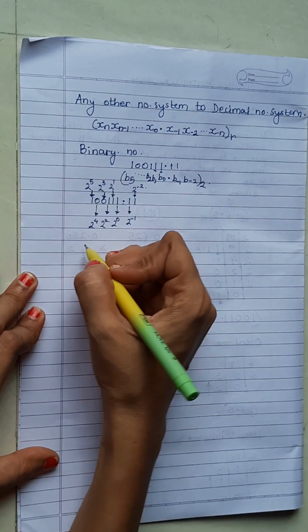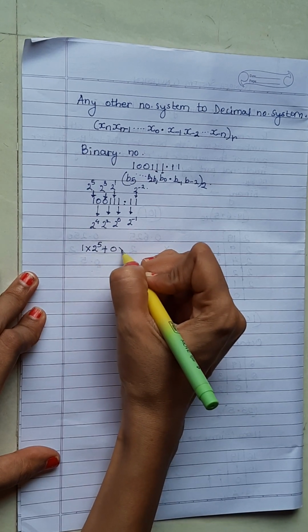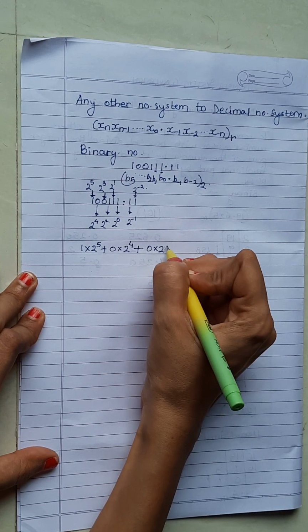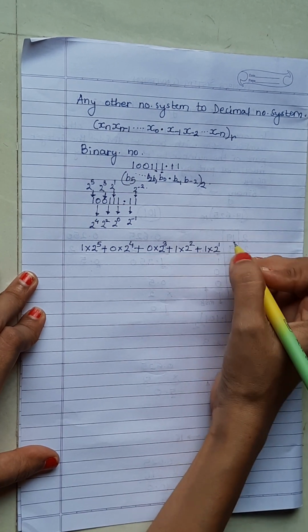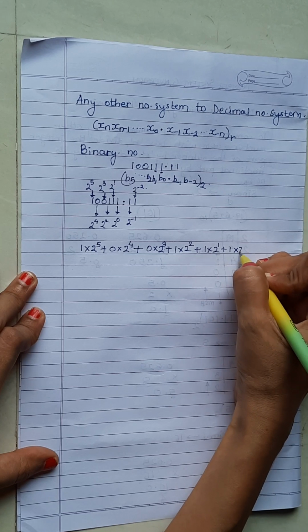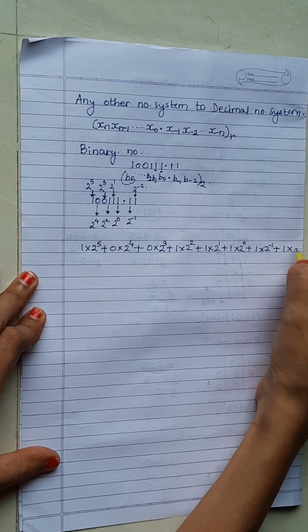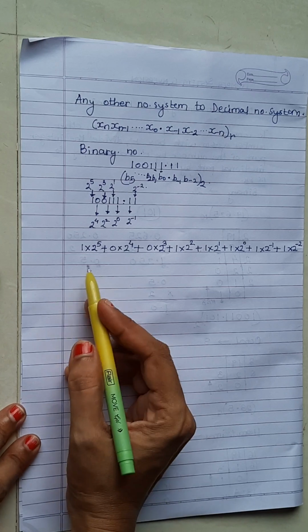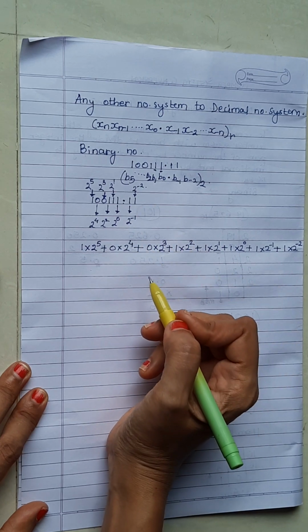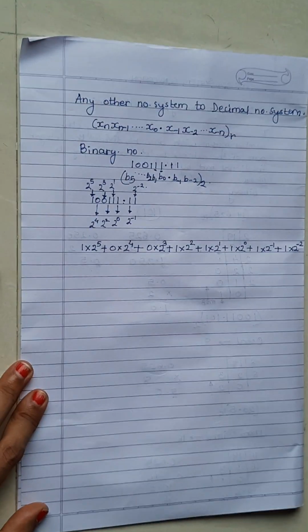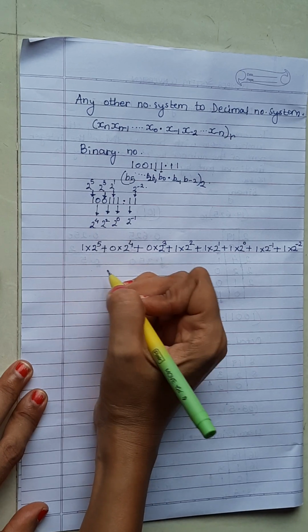Okay. Now to convert this binary number to decimal, I multiply it as 1 into 2 raised to 5 plus 0 into 2 raised to 4 plus 0 into 2 raised to 3 plus 1 into 2 raised to 2 plus 1 into 2 raised to 1 plus 1 into 2 raised to 0 plus 1 into 2 raised to minus 1 plus 1 into 2 raised to minus 2. Right? So this is the method to convert 100111.11 to its decimal form. So as we all know, what is 2 raised to 5? It is nothing but 32, if I am not wrong.